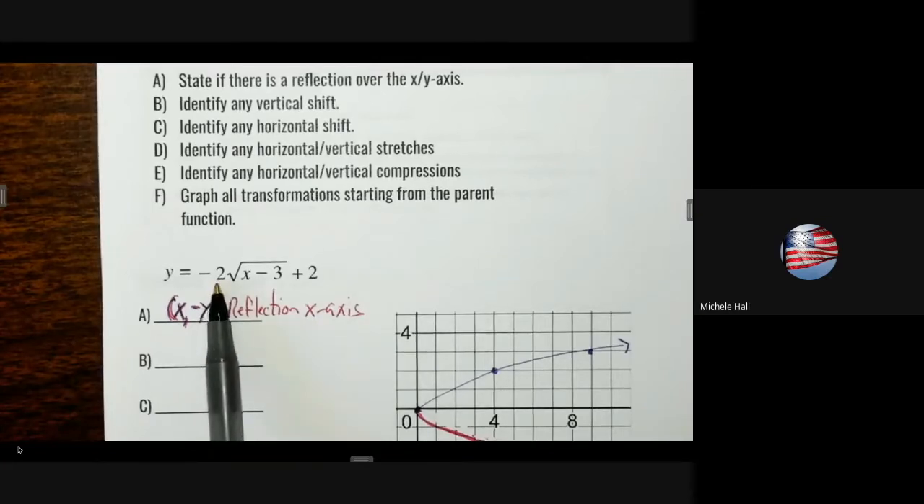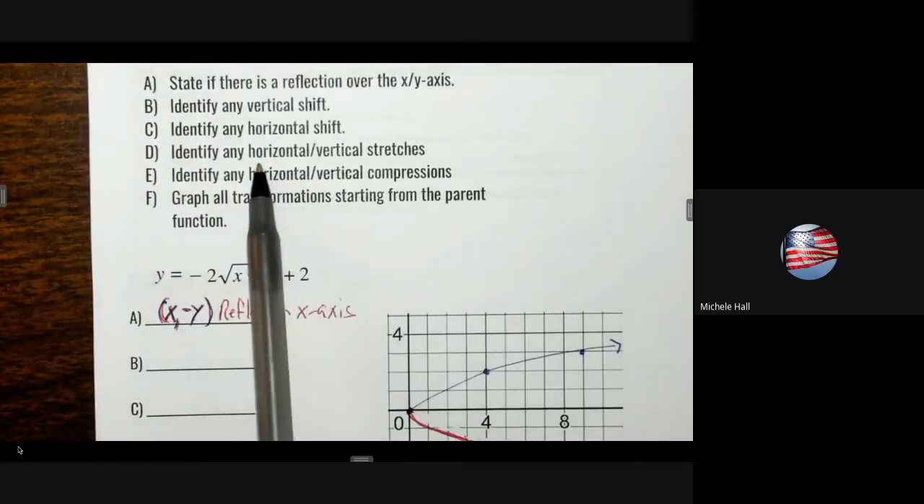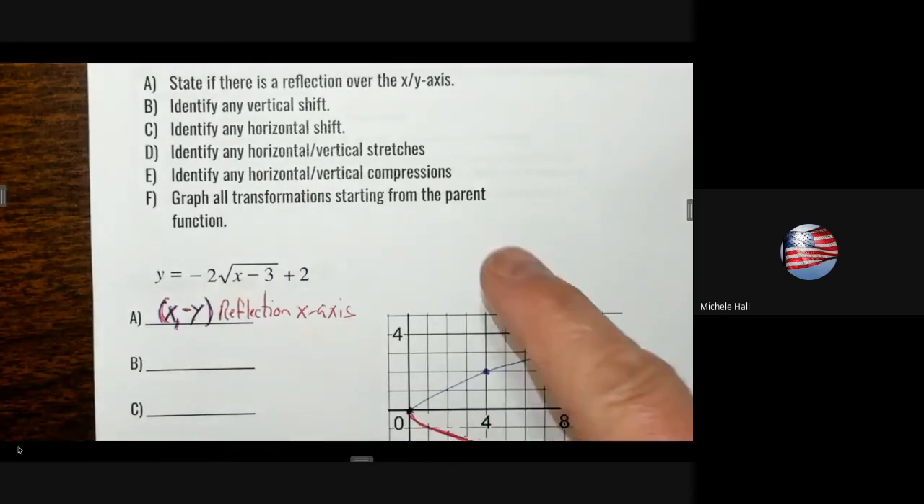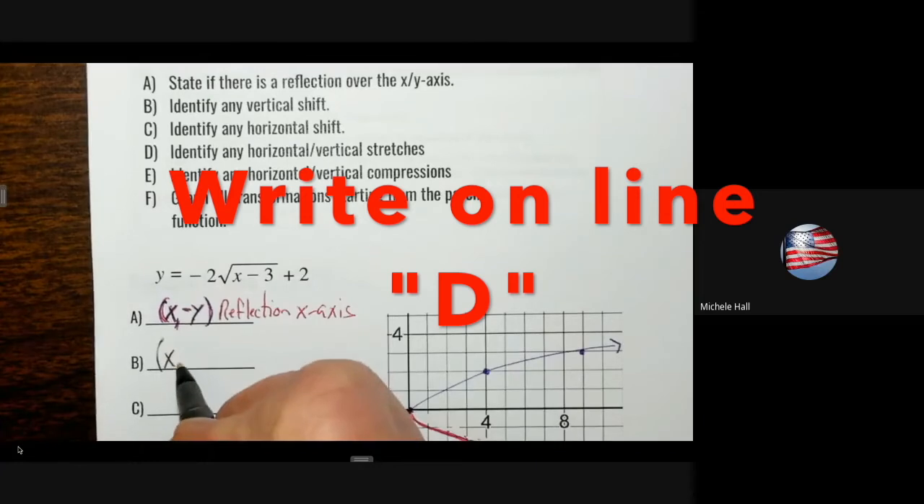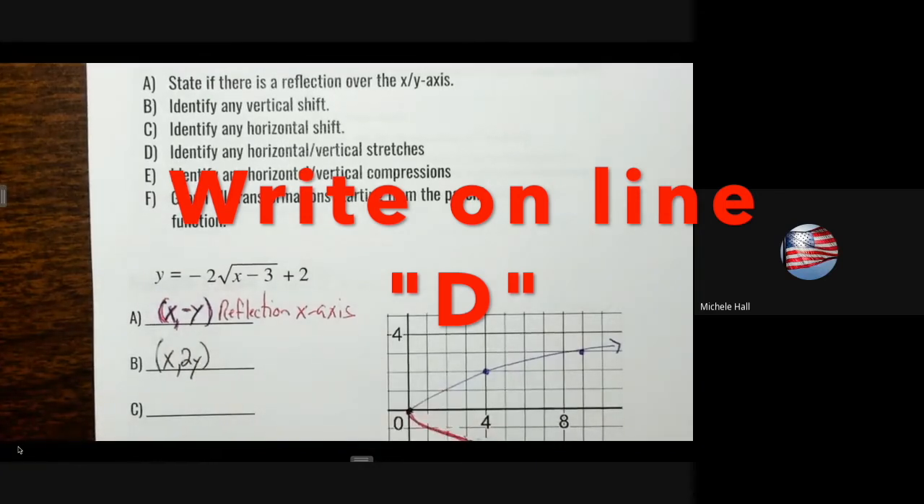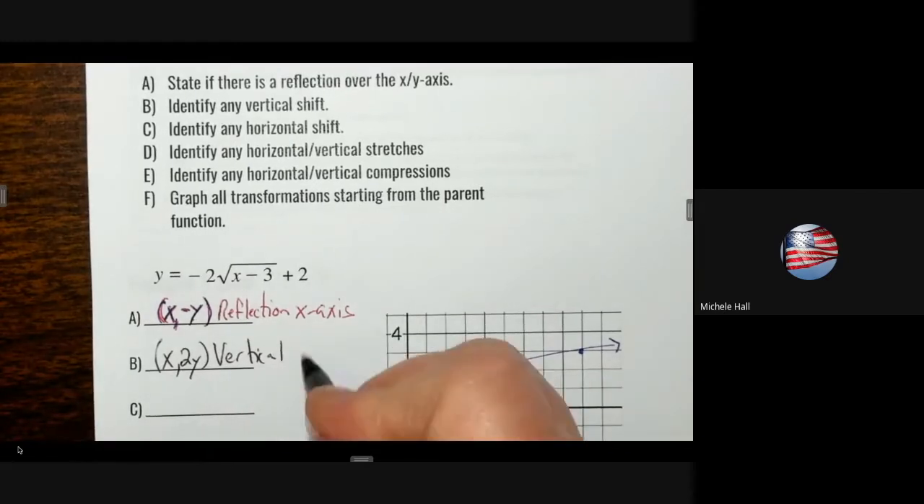Now we're going to look at the 2 that's being multiplied. Is the 2 being multiplied to the function, or is it being multiplied to x? It's not being multiplied to x, therefore this is being multiplied to the function, which means it's being multiplied to y. Y is the function. That means if it's the y, it's going to be a vertical change. So we're multiplying 2 to our y value, and that will be a vertical. It's a whole number, it's not a fraction, so a vertical stretch.